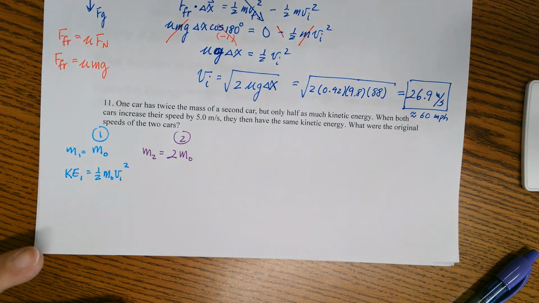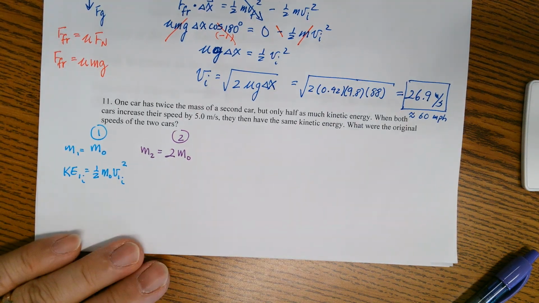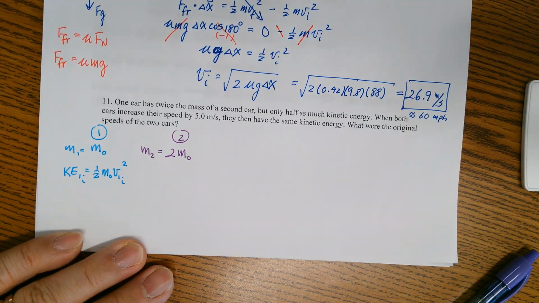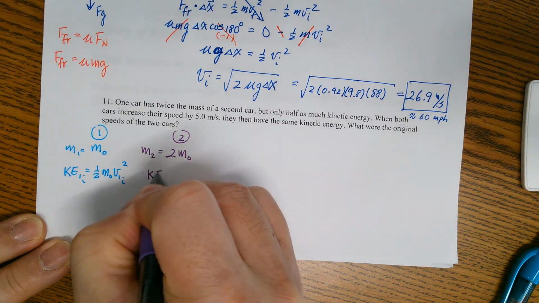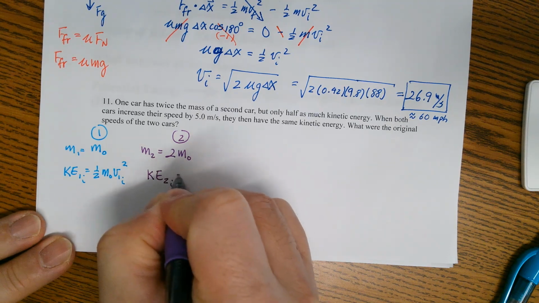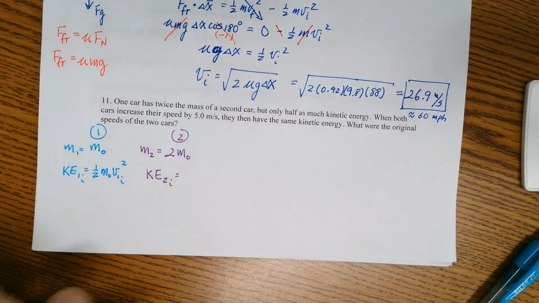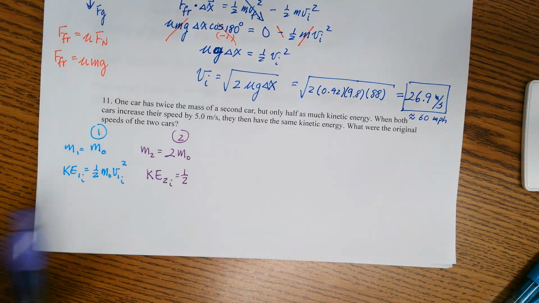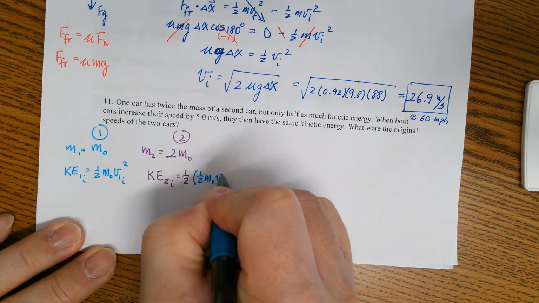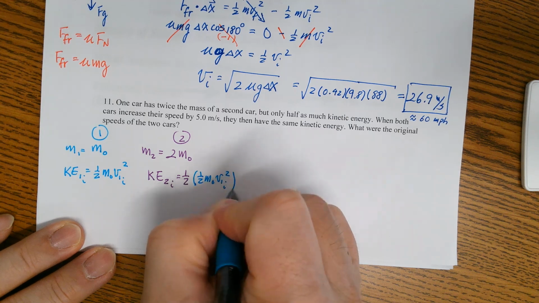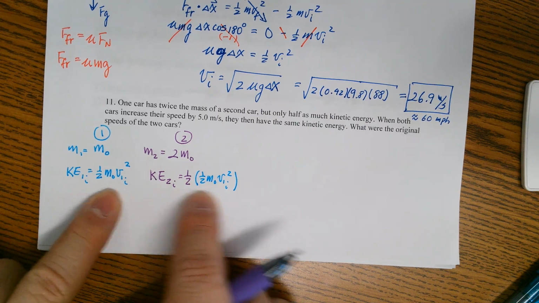And this is initial. And kinetic energy 2 initial is equal to half as much. So half of 1/2 m naught v1 initial squared. So this is important, understanding this.